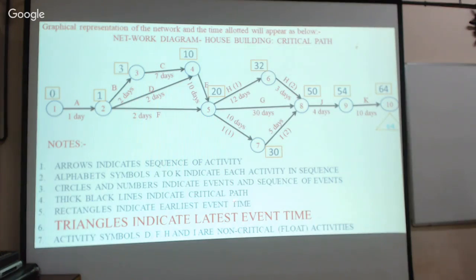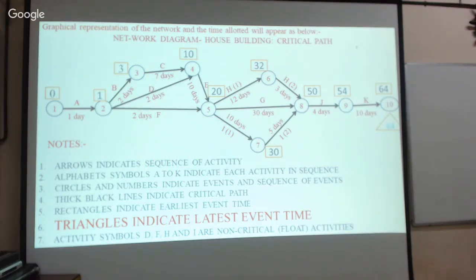Now let us calculate the latest event time. How do we calculate the latest event time? When can we finish this? You have to finish. Therefore, the maximum time available to do this job, to reach this event, is 64 days. That is the latest event time, 64, which we want.